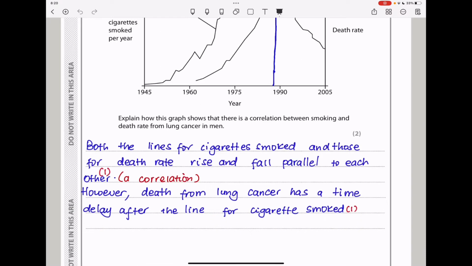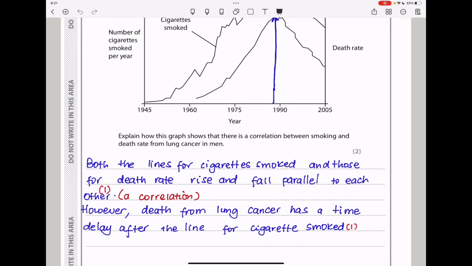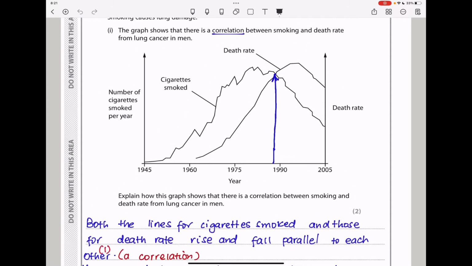The first question says, explain how this graph shows that there is a correlation between smoking and death rate from lung cancer in men. And again, to emphasize here, they are looking for a correlation, not a causation. It's a correlation. So I said, both the lines for cigarettes smoked and those for death rate rise and fall parallel to each other. This shows a correlation. However, death from lung cancer has a time lag after the line for cigarettes smoked. So it means as this one increases, there is a time lag.